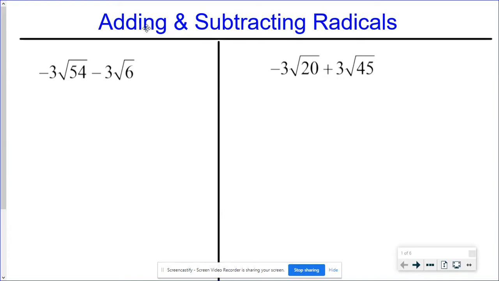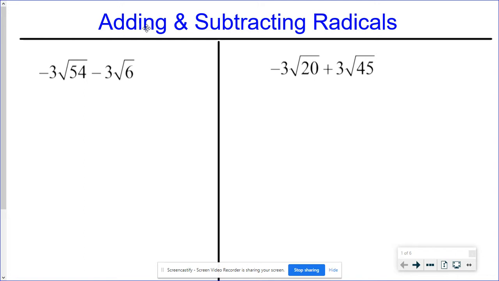Hello, algebra students. We have one last topic to finish up when we're working with our radicals. We've already simplified radicals, multiplied, distributed, divided. Today we're going to be adding and subtracting.